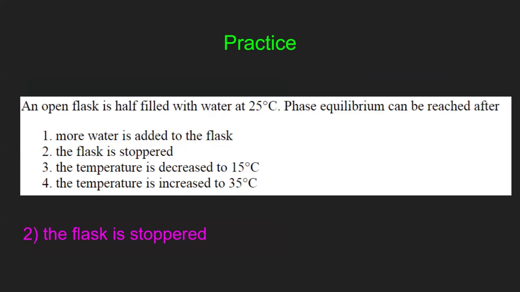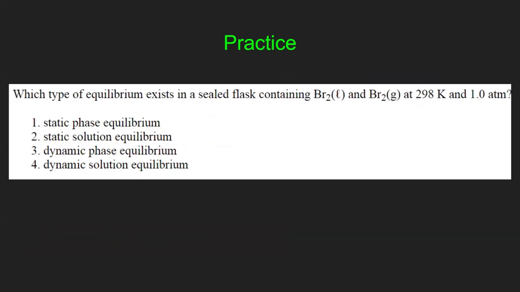A stopper is another name for a cork. All right, now what type of equilibrium exists in a sealed flask if you've got bromine gas and bromine liquid? Bromine liquid is Br2(l), and Br2(g) is bromine gas. You've got a liquid and a gas at the same time, and so those are states of matter. You don't have a chemical reaction, and you have no mention of anything dissolving in something else, so it's not a solution.